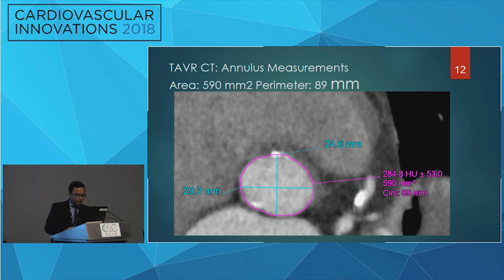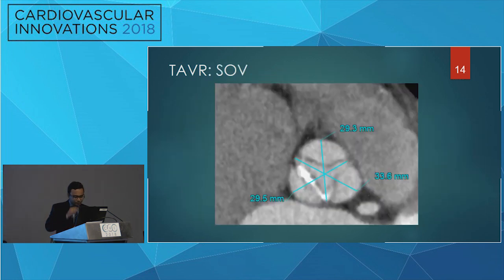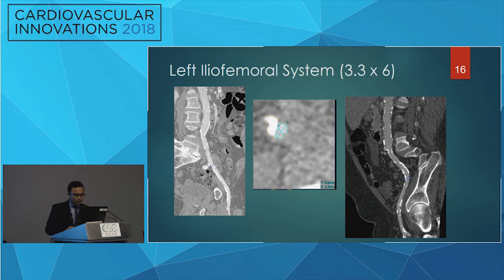So TAVR measurements, area of 590 with a perimeter of 89. And she had a good coronary height greater than 10 millimeters on the two views that I'm showing. And short axis view, her dimensions here. So you can see the right iliofemoral system. This is the common that I'm showing. You see a lot of calcification. The narrow diameter is 3.6 cross 7. The left side is 3.3 cross 6.